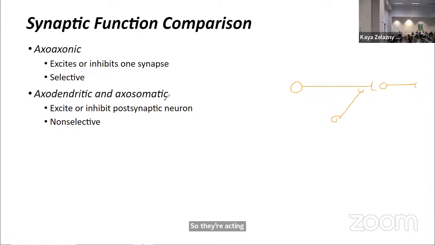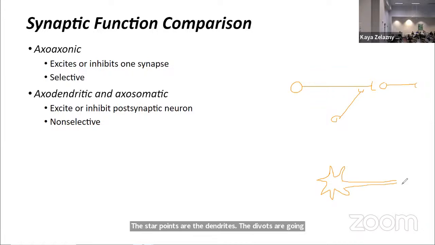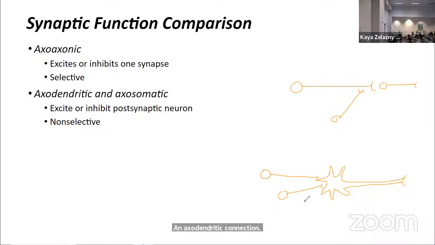For our axodendritic or axosomatic connections, I'll have to draw a slightly better neuron. Okay, so here's my postsynaptic neuron. The star points are the dendrites. The divots are going to be the soma, the cell body. All right. So our presynaptic neuron, an axodendritic connection, or an axosomatic connection, might also be diverging, affecting other neurons.